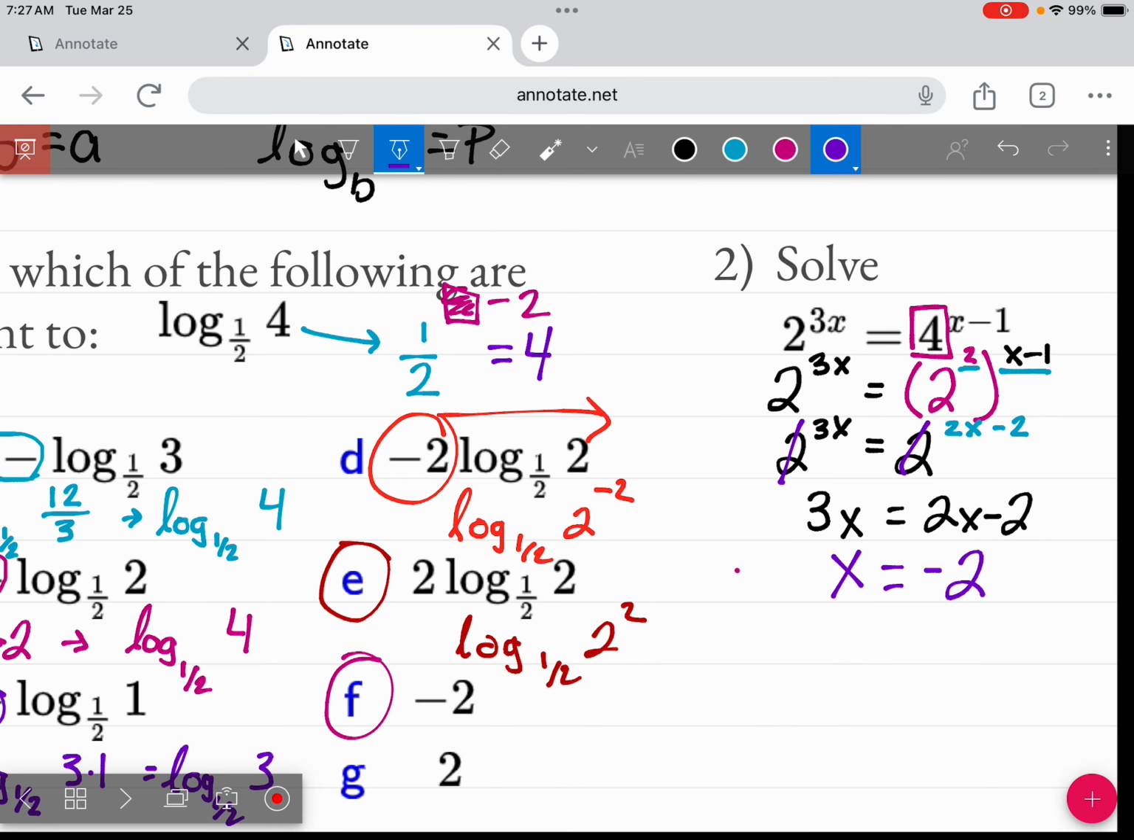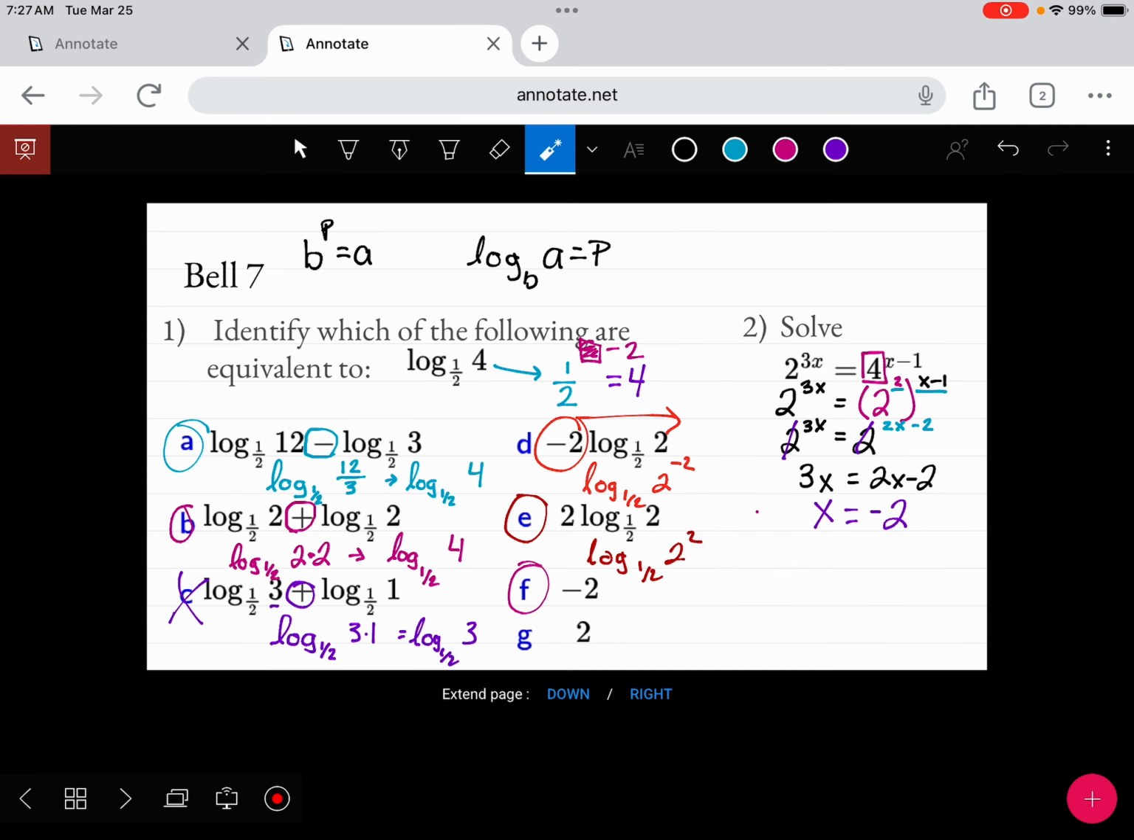X equals -2. And if you wanted to, you could always come in and check this and say, well, 2 to the power of 3 times -2, well, 2 to the -6. 4 to the power of -2 minus 1, 4 to the -3rd. 2 to the -6 and 4 to the -3rd are the exact same thing. That'd be 1/64, I think.